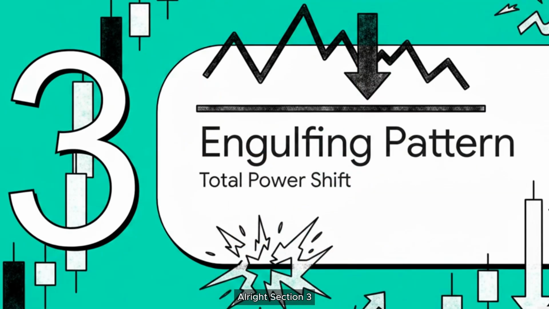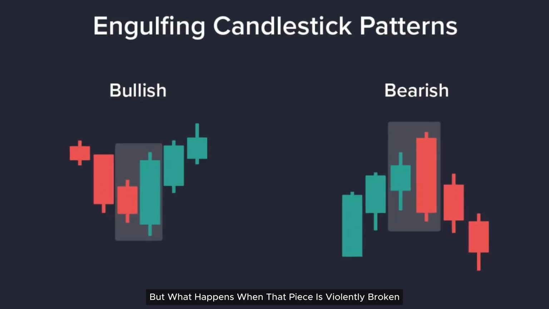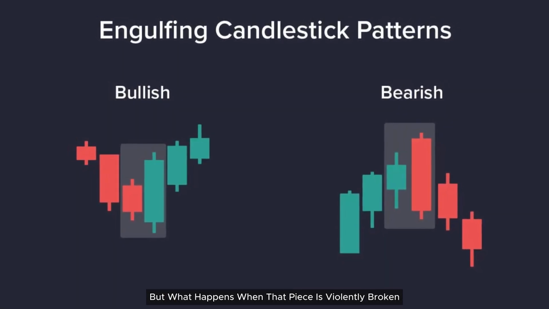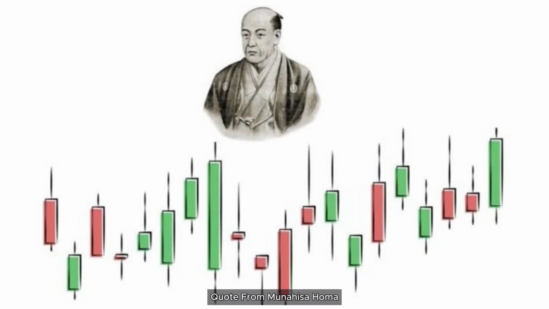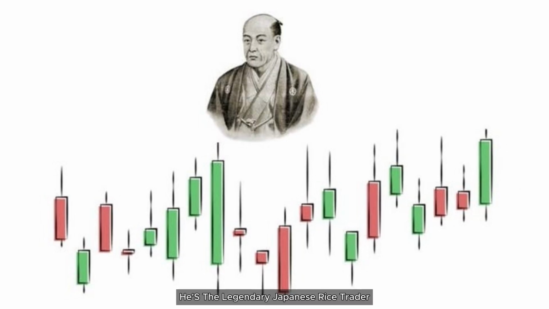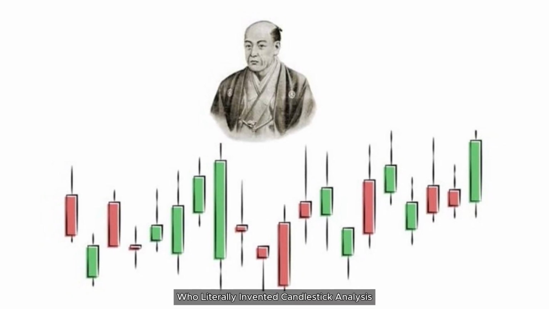Alright, section 3, the engulfing pattern. Get ready for a total power shift. But what happens when that peace is violently broken? To truly understand the market psychology here, we really have to look at this profound quote from Munehisa Homma. He's the legendary Japanese rice trader who literally invented candlestick analysis.